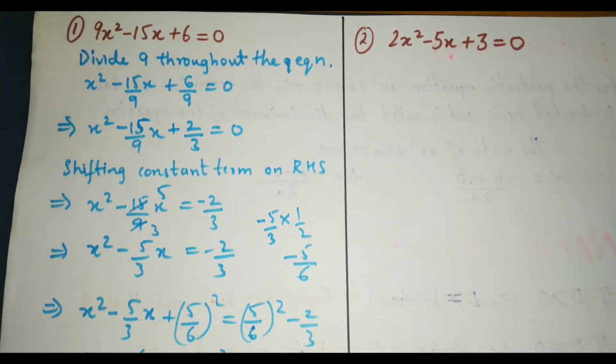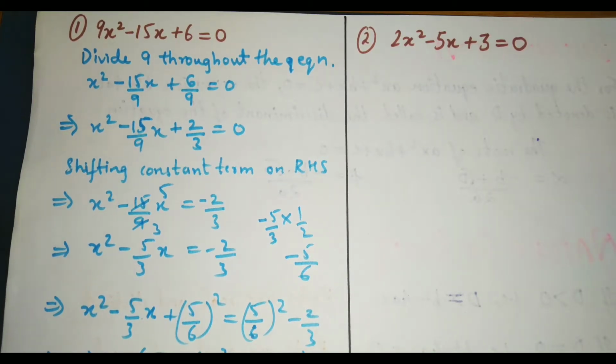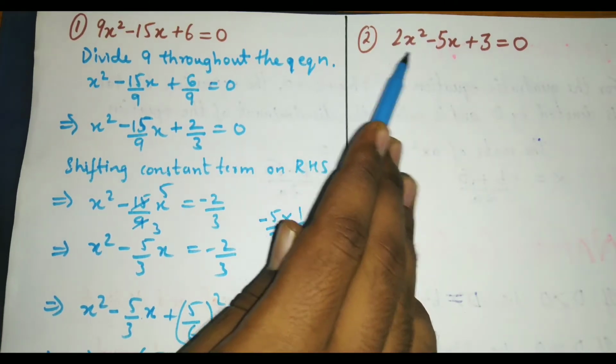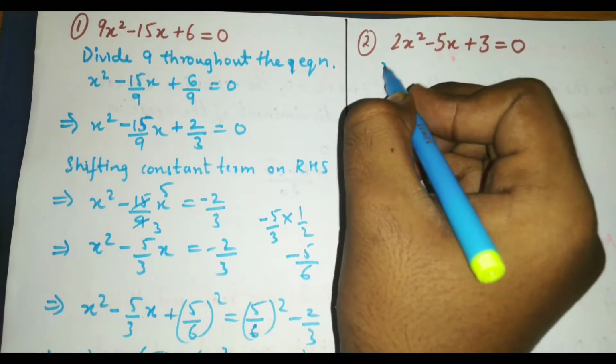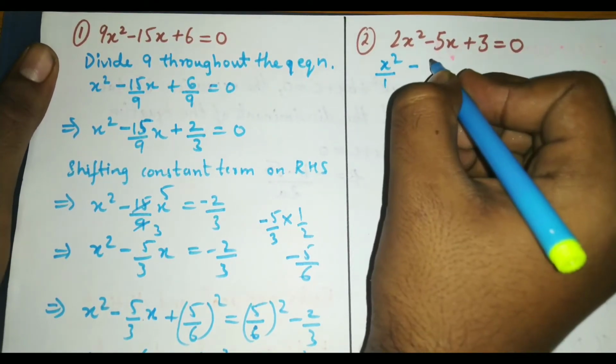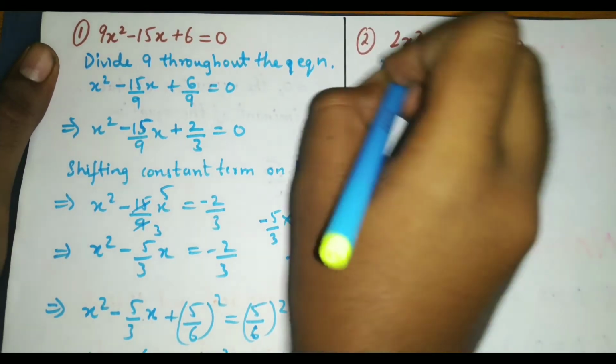Moving on to the second question. The second question is a bit similar to this only. The first step is that you have to see whether it is in the form of ax square plus bx plus c. Yes, it is in the form of ax square plus bx plus c. So no need to do the first step. Move on to the second step. The second step is that you have to make the coefficient of x square 1, unity. So divide 2 throughout the equation. When you divide, you will get x square, 1 only, right, minus 5 by 2 x plus 3 by 2 equal to 0.